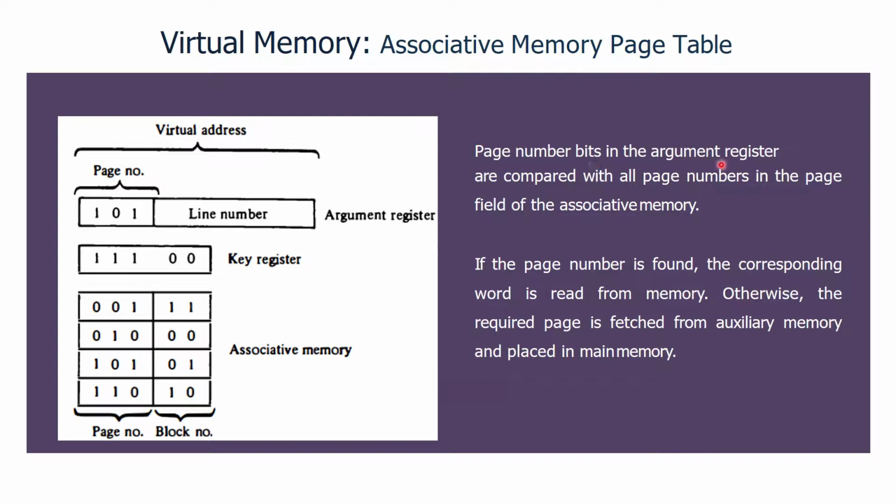The page number bits in the argument register. So this is the argument register having the page number and the line number. The page number bits in the argument register are compared with all page numbers in the page field of the associative memory. Okay, so this is my associative memory. The whole value is compared with this one. If the page number is found, the corresponding word is read from memory, otherwise the required page is fetched from the auxiliary memory. This memory means the main memory, auxiliary memory means the virtual memory, and if it is fetched from the auxiliary memory, it is sent to the main memory.